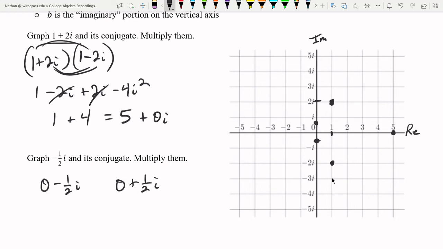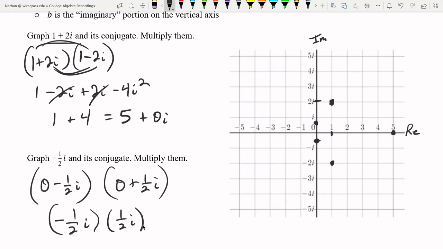Now to multiply them, of course I could multiply these two numbers, but there's no real reason to do that. Just multiply negative 1/2i and 1/2i. We're going to get negative 1/4 i squared. i squared is negative 1, so we have negative 1 times negative 1/4, which is positive 1/4. Positive 1/4 is right here.